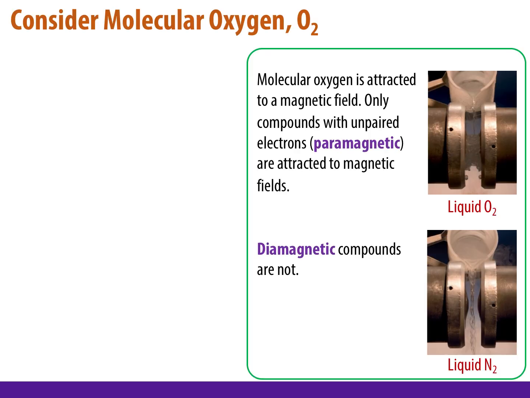So to motivate why we need this new theory, let's look at the case of molecular oxygen versus molecular nitrogen. Nitrogen, when you put it through a magnetic field here, pours right through in this strong magnetic field because it's weakly repelled by it. Oxygen is strongly attracted. That only happens for paramagnetic compounds.